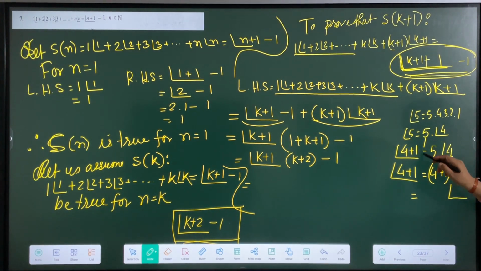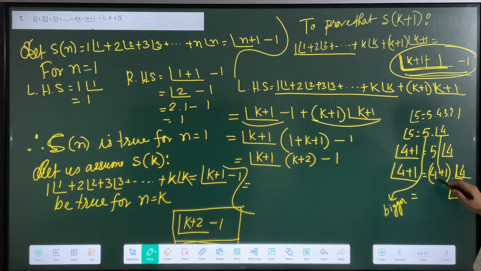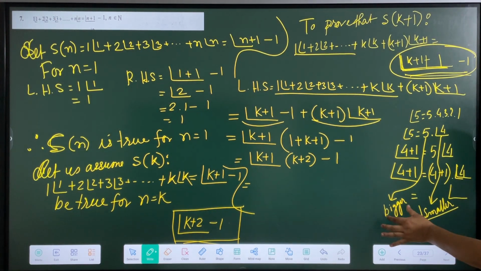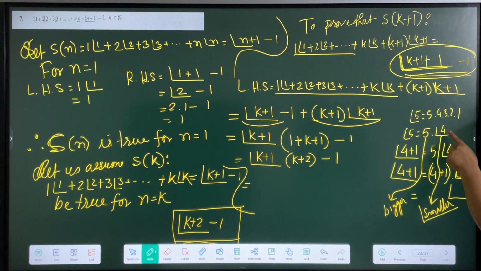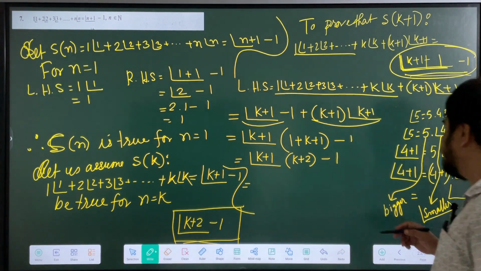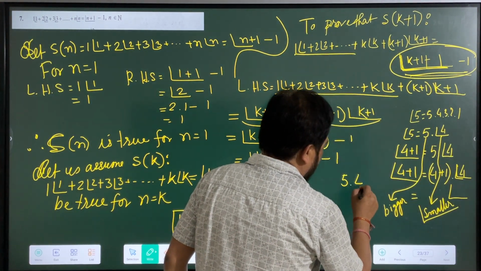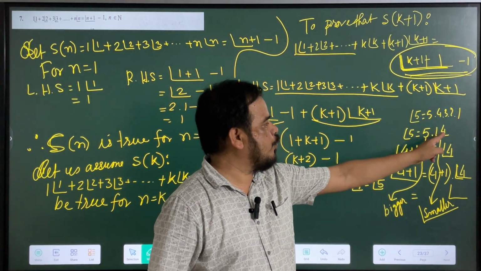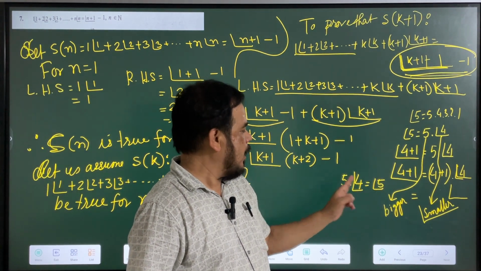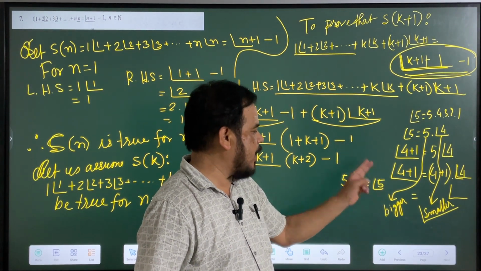Look here, 5 is bigger, 4 is smaller. In smaller, factorial is there. In bigger, no factorial is there, but result is bigger factorial. Look here, bigger into smaller factorial equals to bigger factorial. Let me show you this way. 5 into 4 factorial equals to 5 factorial. I hope you understand. 5 into 4 factorial is equal to 5 factorial. Bigger into smaller factorial is equal to bigger factorial.